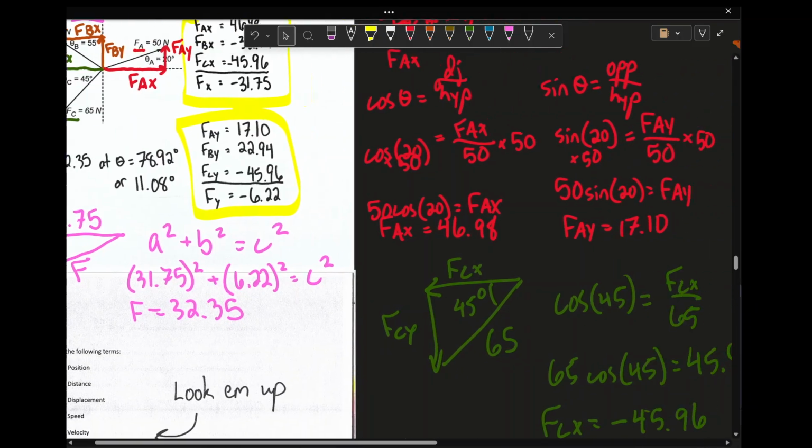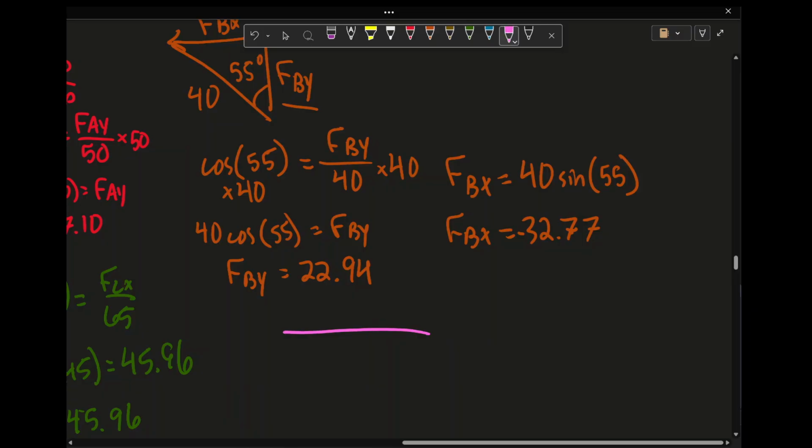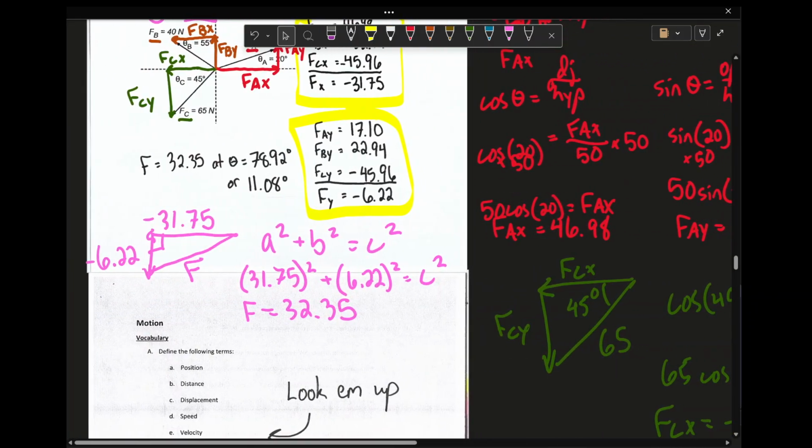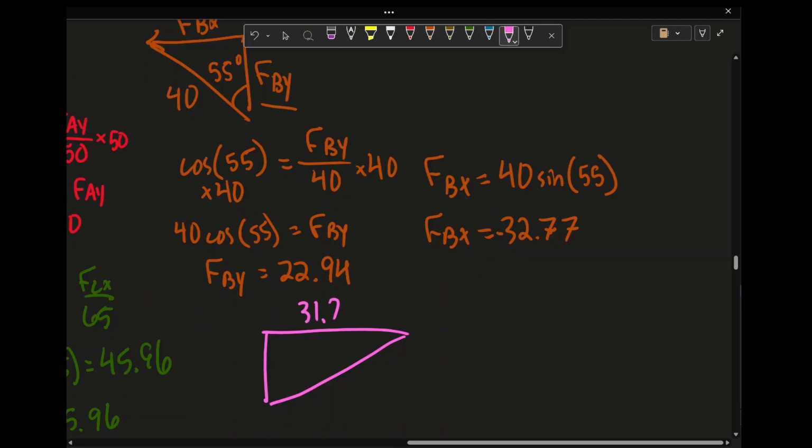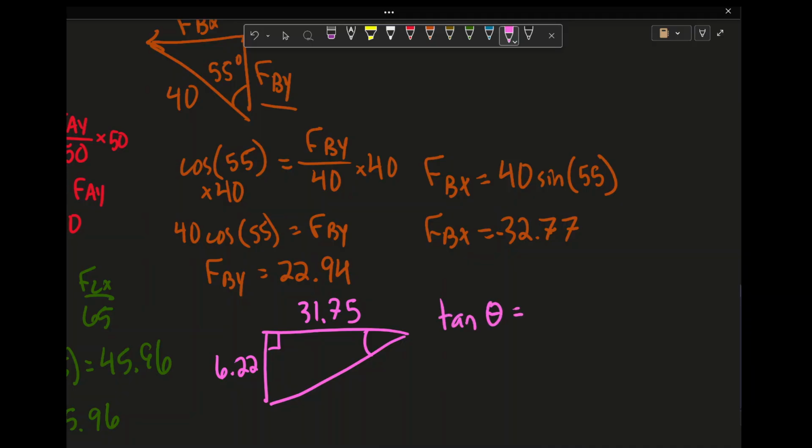For the angle, I'm going to redraw this over here, which I should have done in the first place. My bad. This is 31.75 and 6.22. Depending on where you want to draw your angle, this is slightly different, but we need an inverse trig function to make this work. I'm going to choose tangent. So tan theta is opposite over adjacent. So we have the two sides. The opposite side is going to be this guy, so 6.22 over 31.75.